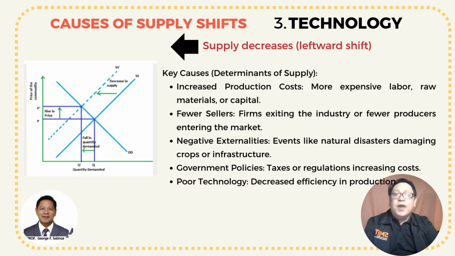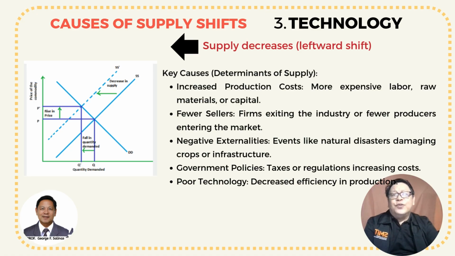The second factor is that there are fewer sellers. A reduction in the number of firms within an industry, whether due to existing firms exiting the market or fewer new producers entering the market, directly decreases the overall quantity supplied.